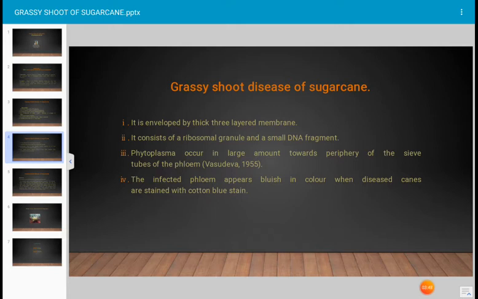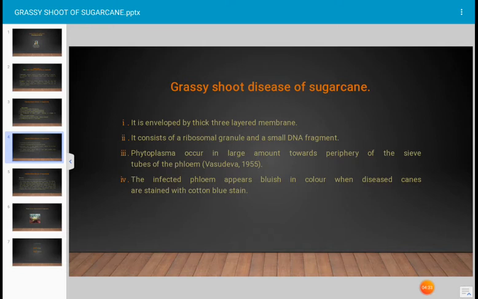The envelope of the phytoplasma is not rigid, but the outermost layer is three layered in thickness. A triple layered membrane is present, and inside the phytoplasma, ribosomes are present which are freely suspended in the cytoplasm, and nucleic acid is there. A small DNA fragment is present, which lies openly because it is prokaryotic in nature. Phytoplasma occurs in large amounts towards the peripheral region of sieve tubes of the phloem.